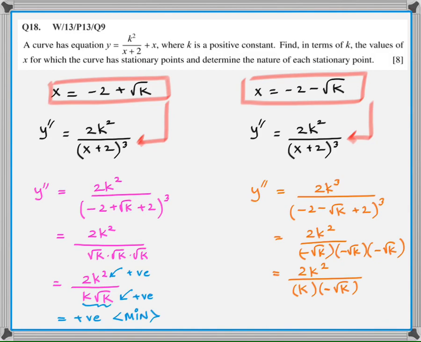Numerator is positive. K is positive. The other k has a negative sign. That means overall it's negative. Therefore, overall double derivative is negative, means it's a maximum. So 1 point is a min, 1 point is a max.